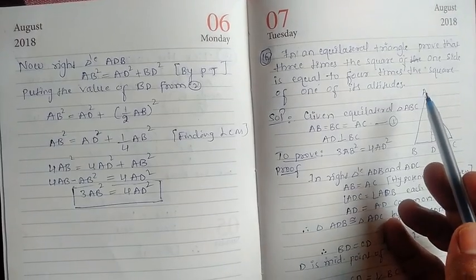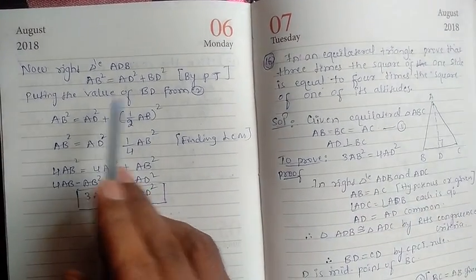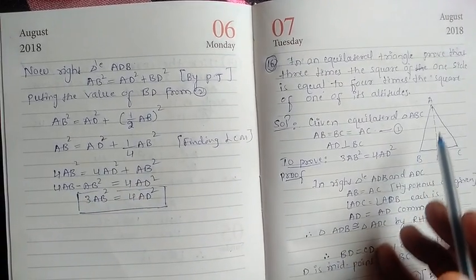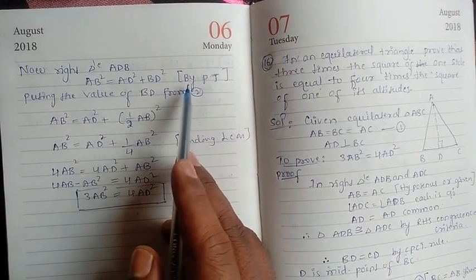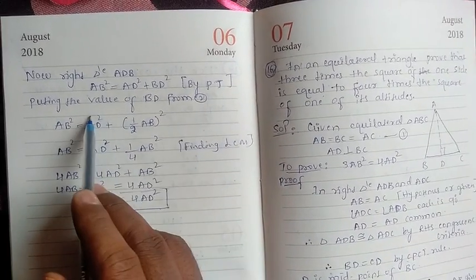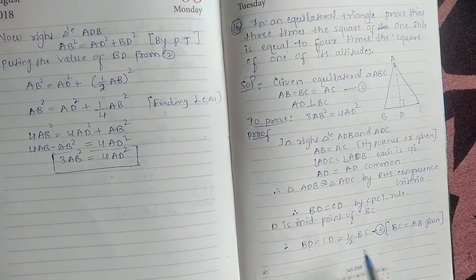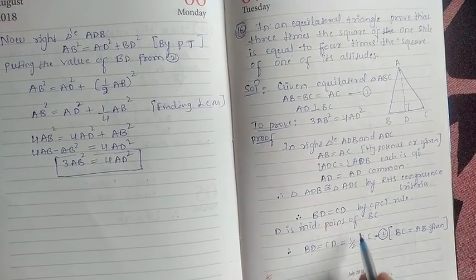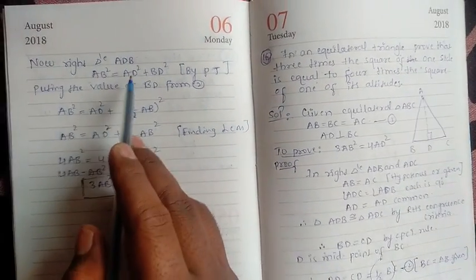Take the right angle triangle ADB. According to the Pythagoras theorem, AB square is equal to AD square plus BD square. Correct? Putting the value of BD from equation 2, this BD value you have to put in this equation.